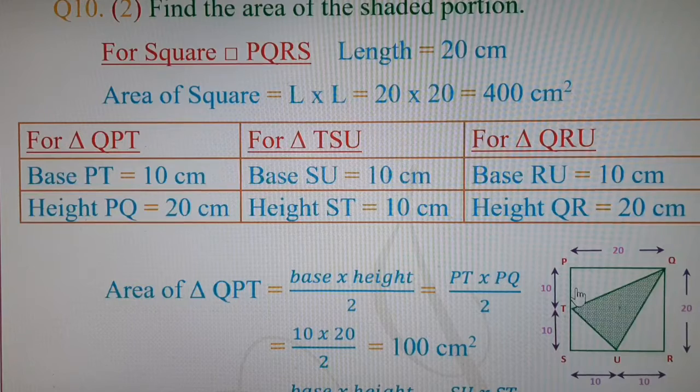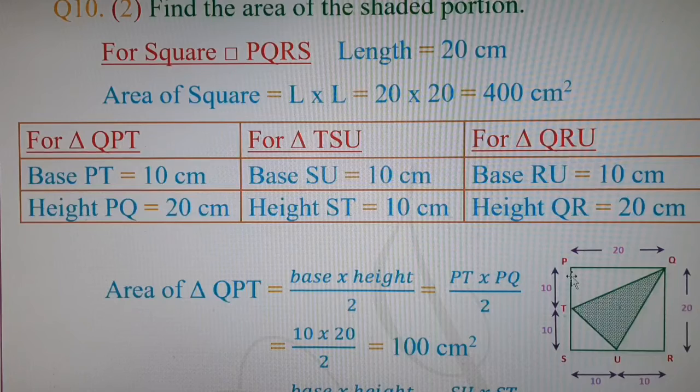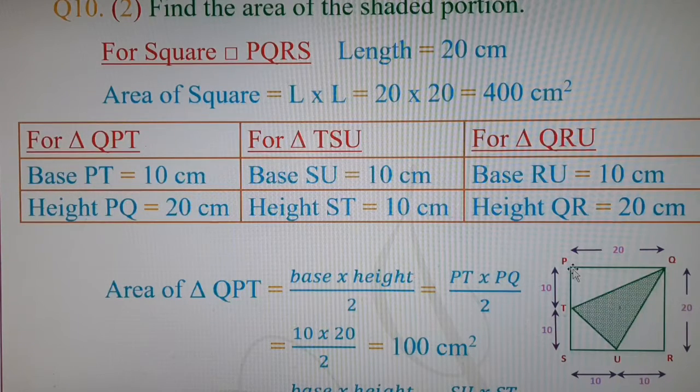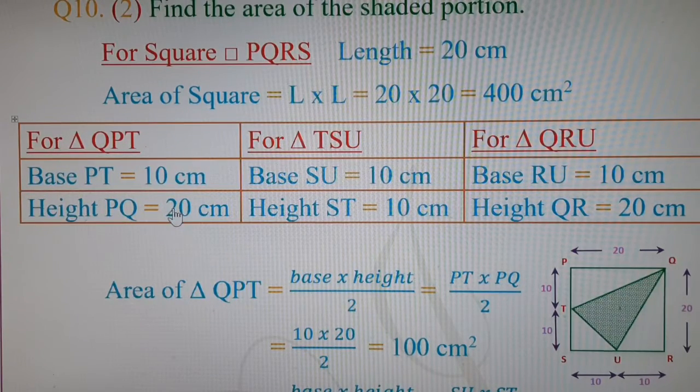For a triangle, if any one side is taken as the base, the other side which is taken as the height should always form a 90 degree angle with the base. Or we can say the altitude should form a 90 degree angle with the side or the base. So here PQ we will take as the height, that is 20 centimeter, and base PT as 10 centimeter.